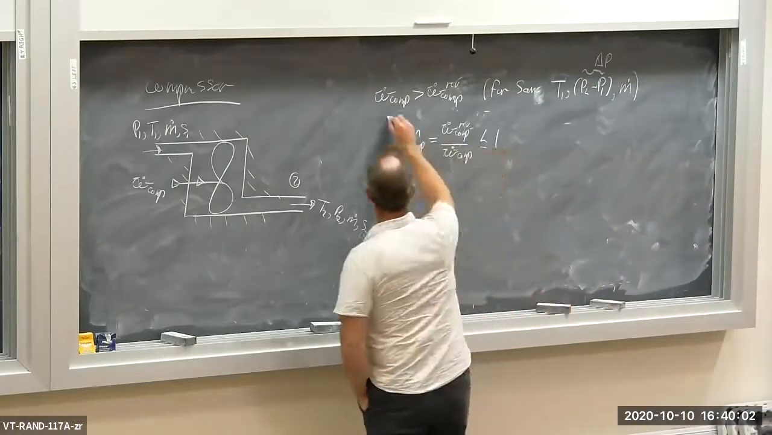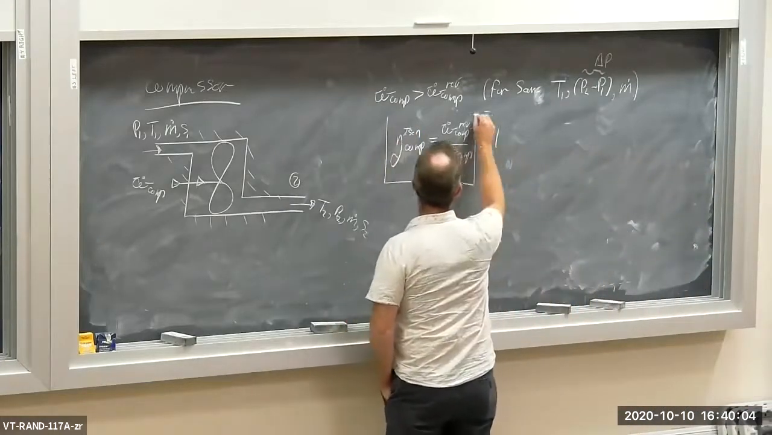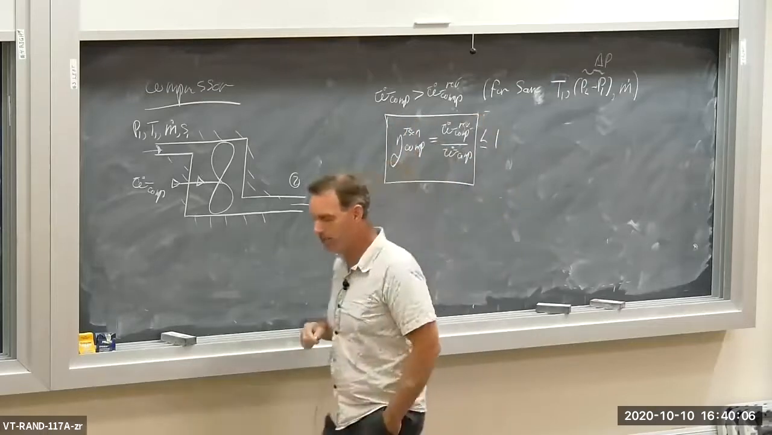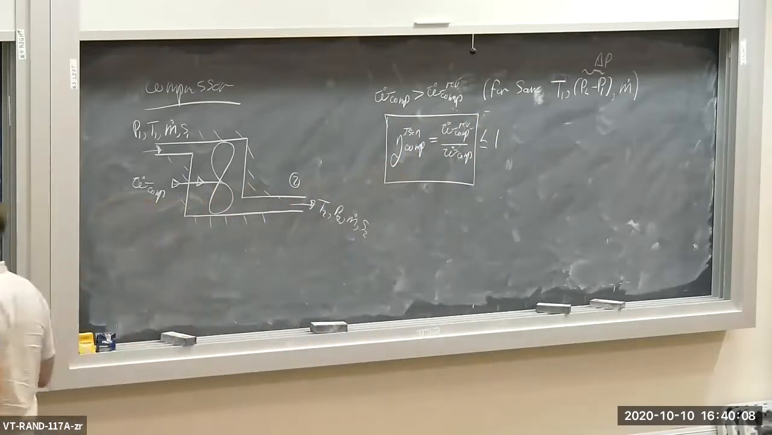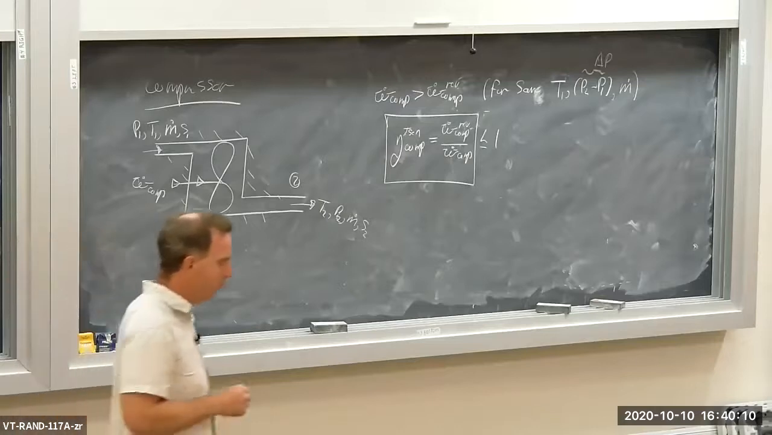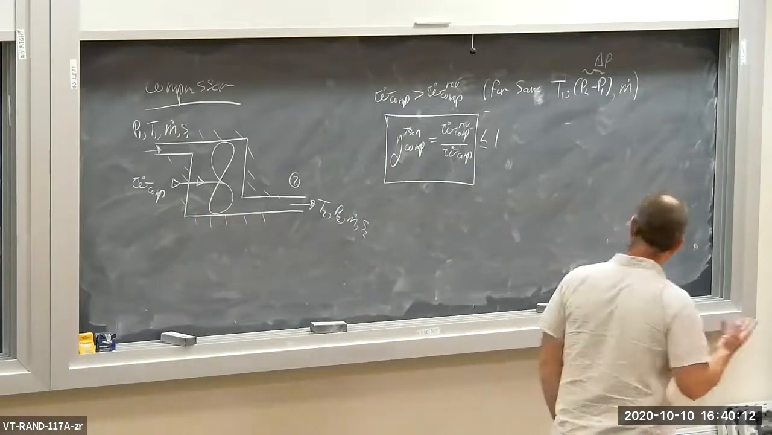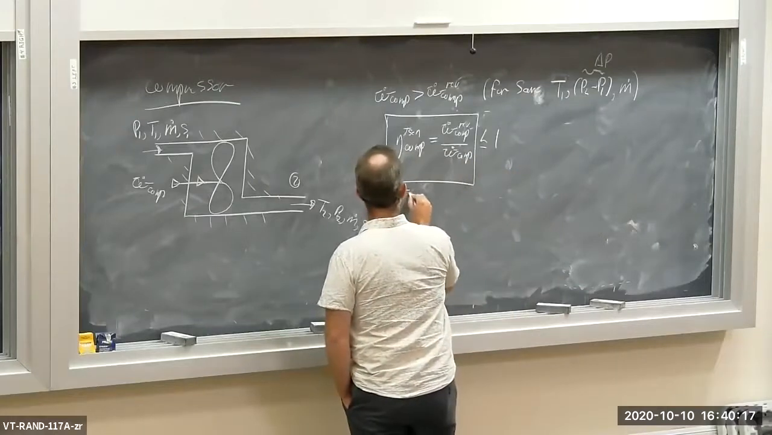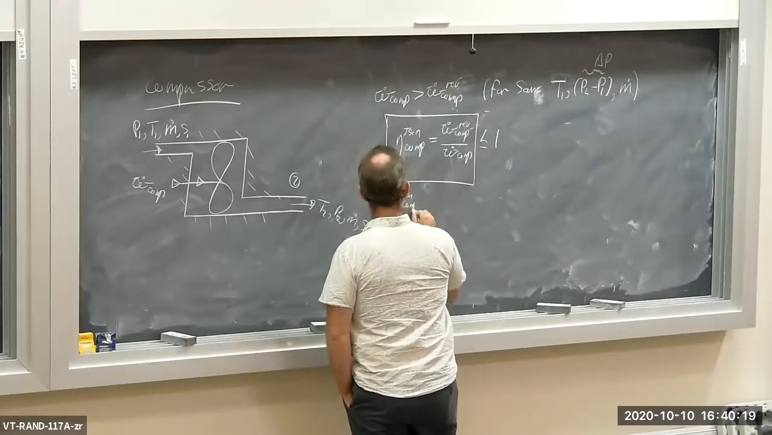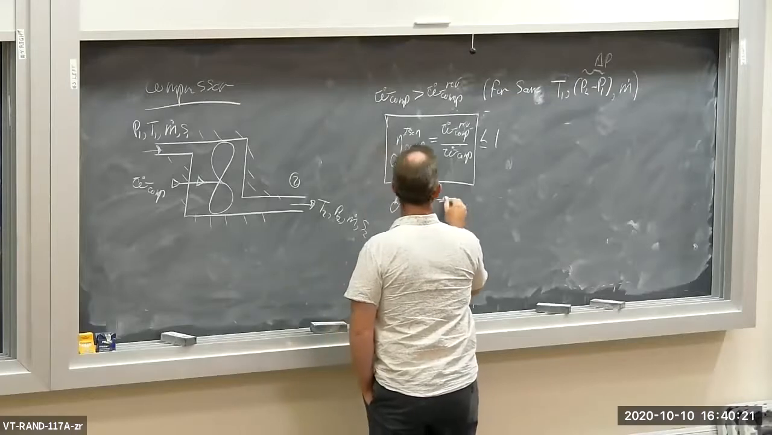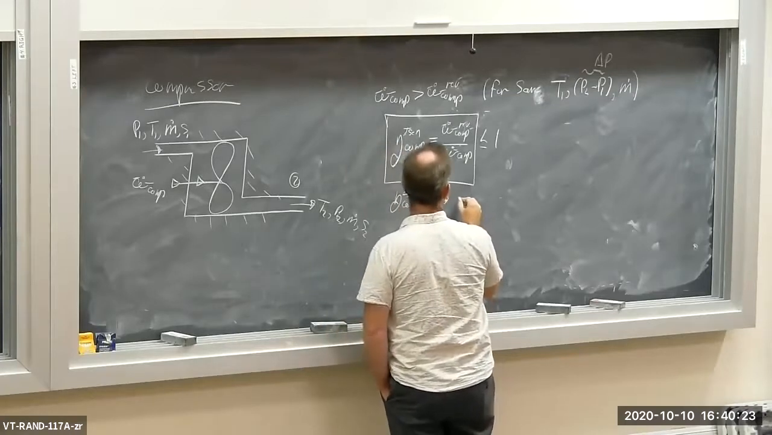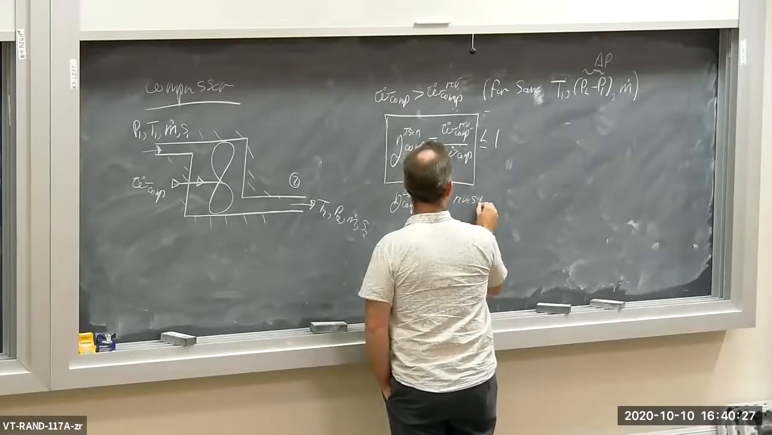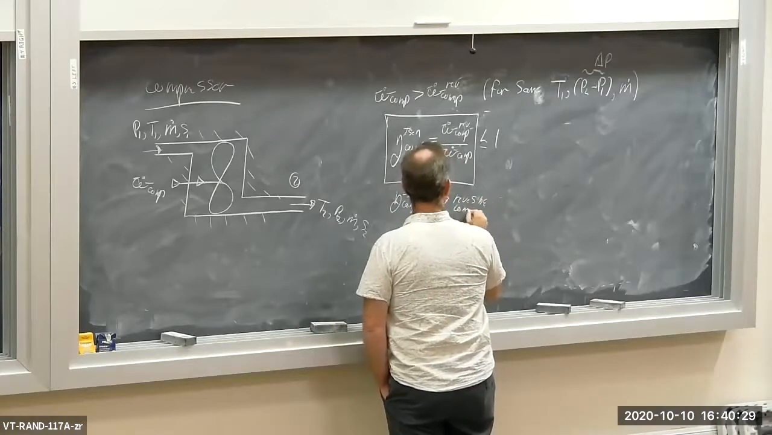So I put a little box around this and note that this ratio, the definition of isentropic efficiency for a compressor, is always equal to or less than 1. And if eta isentropic is equal to 1, that implies the actual compressor is a reversible compressor.